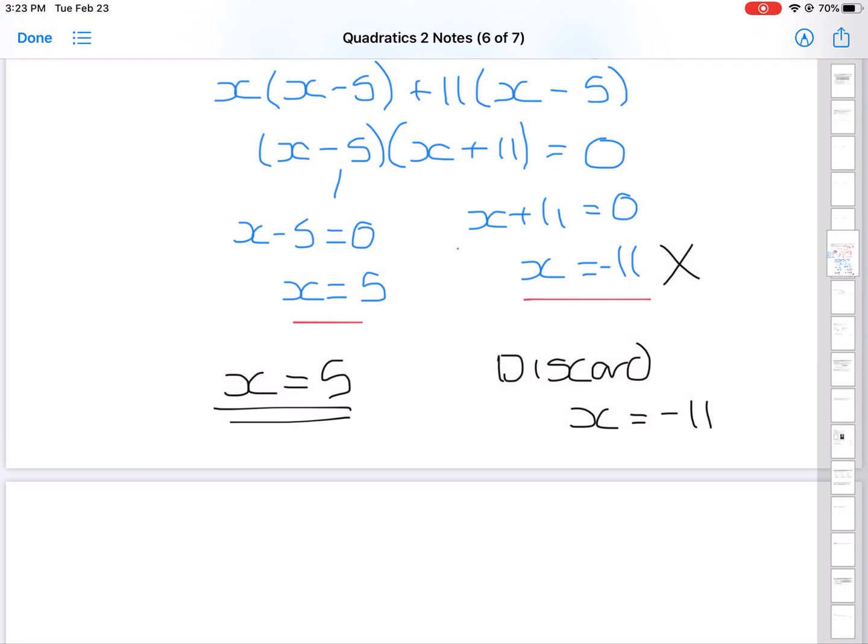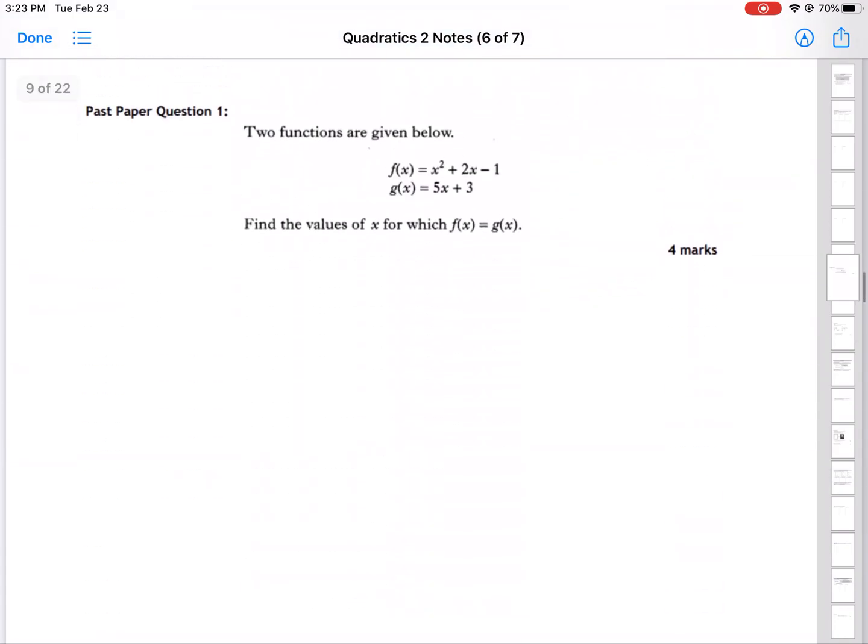Additionally, as we're heading into higher as well, this becomes more important, to make sure you discard non-possible answers. Okay. So the past paper questions here. This one looks quite tricky, but actually it's not too bad.